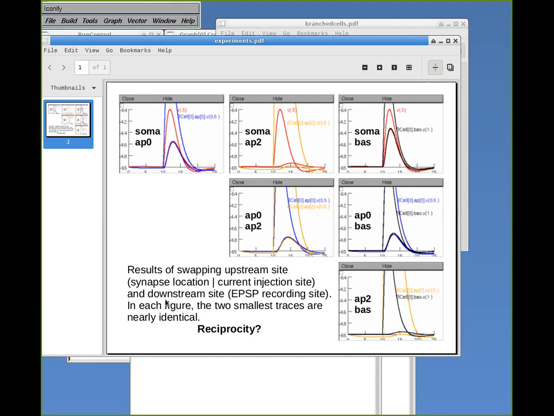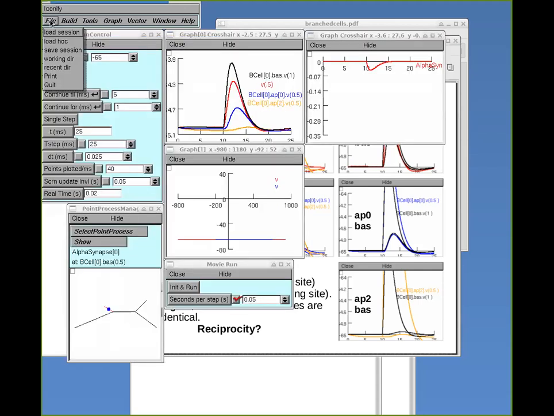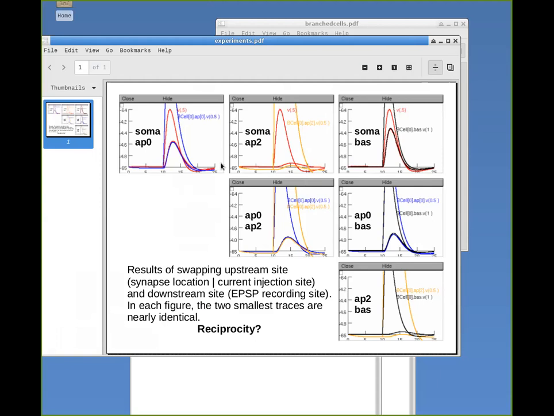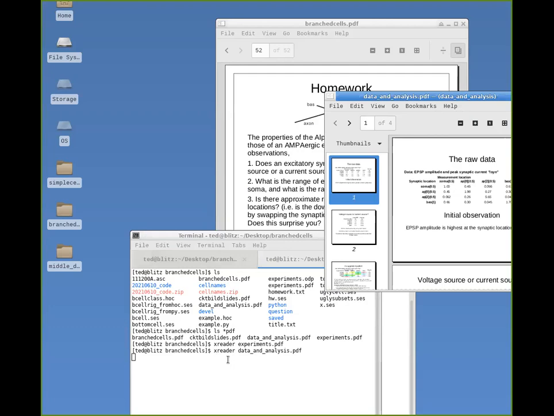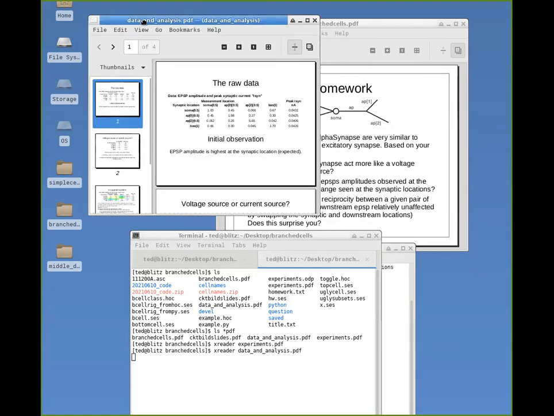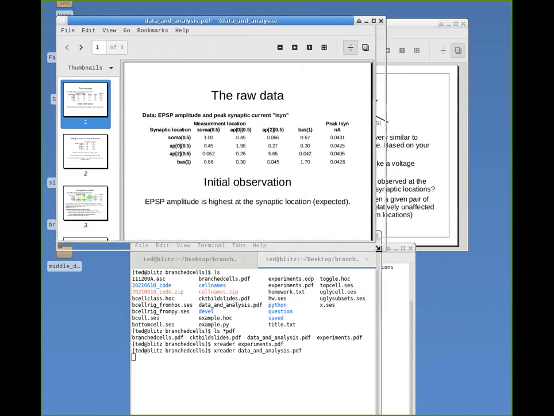Now, what is reciprocity? Well, it's a property of linear systems. It was first described in the 19th century by physicists, and it's a hallmark of a linear system. So we have a suspicion that there's reciprocity, that this cell is quite linear for low amplitude signals. Let's take a look at the data, now that I've planted that idea in your head, and we'll come back to it.